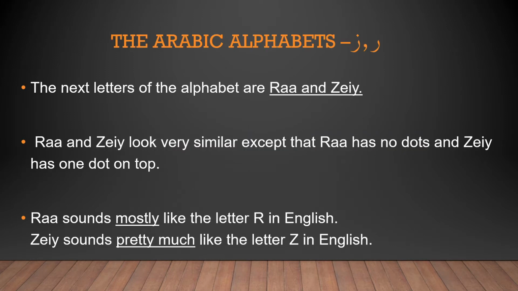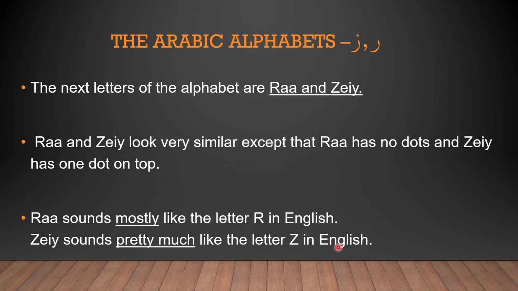Today we're going to talk about the Arabic alphabet Raa and Zay. Raa looks very similar, but Raa has no dots and Zay has one dot. This is Raa and it has no dots. This is Zay and as you can see it has one dot on top. Raa sounds mostly like the letter R in English language. Zay sounds pretty much like the letter Z in English language.